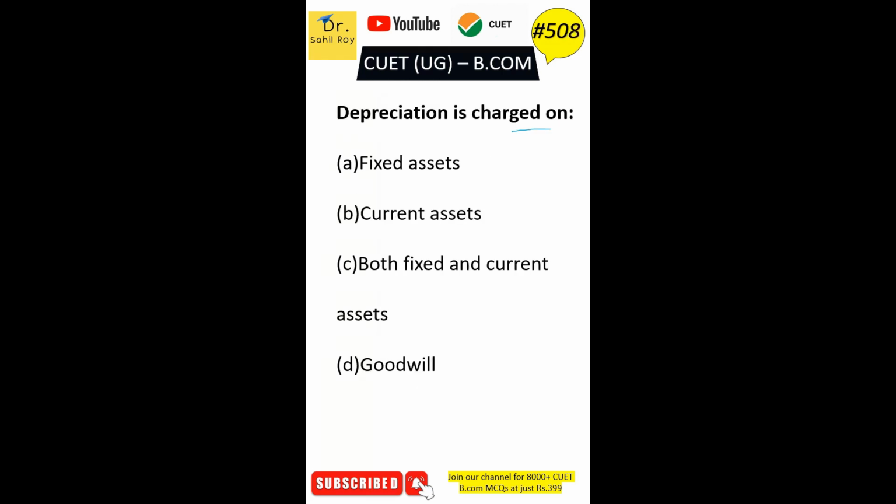Depreciation is charged on dash. Option A fixed assets, option B current assets, option C both fixed assets and current assets, option D goodwill. इस क्वेश्चन का सही आंसर है depreciation is charged on fixed assets. Option A is the correct answer.